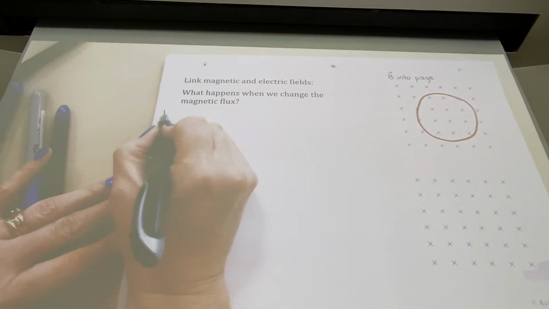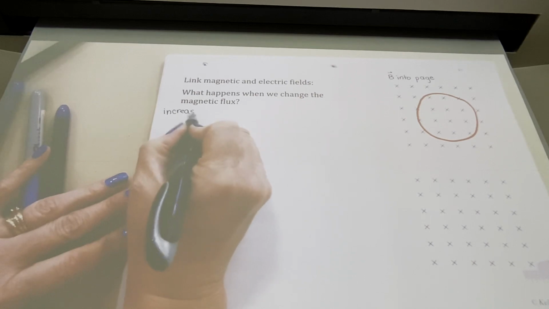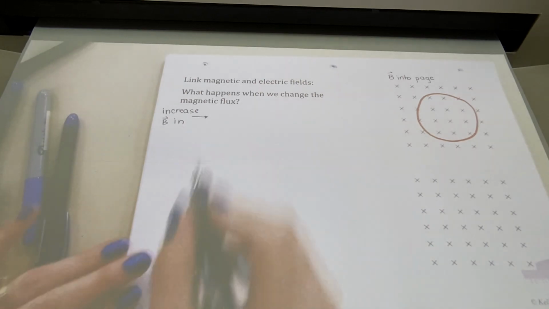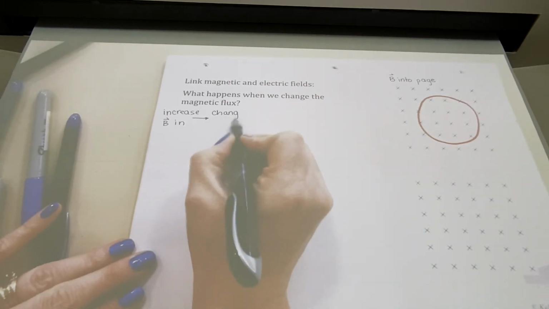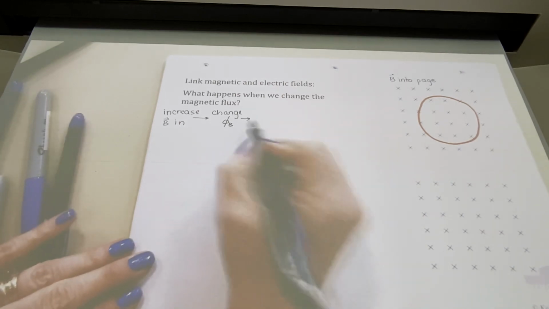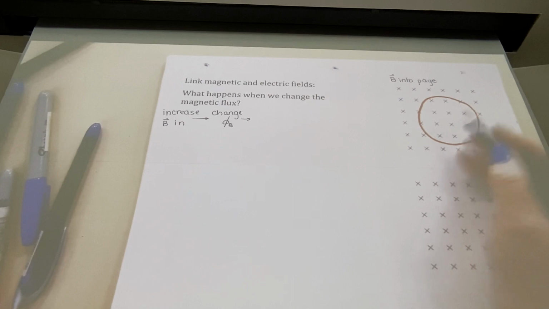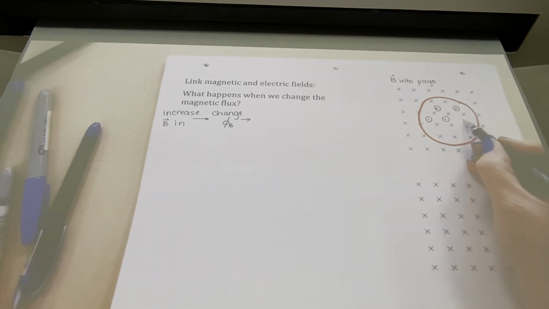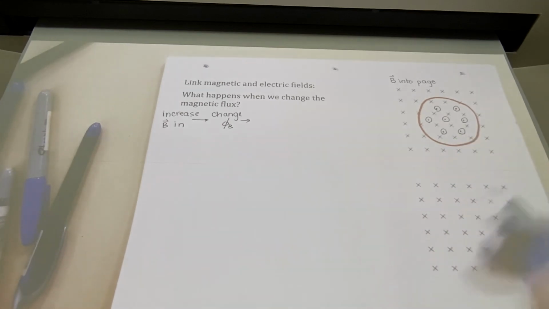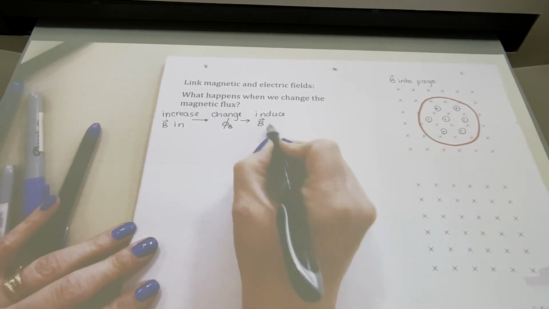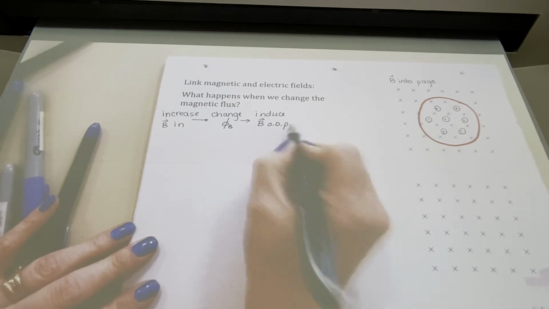So if I increase B into the page, that means I'm changing the magnetic flux. We know that when I change a magnetic flux, I will always induce a new field to oppose the change. So if I've made B into the page bigger, to oppose that change, I will induce B out of the page. So I induce B out of page. For out of page, I'll write OOP. Induce B out of page.